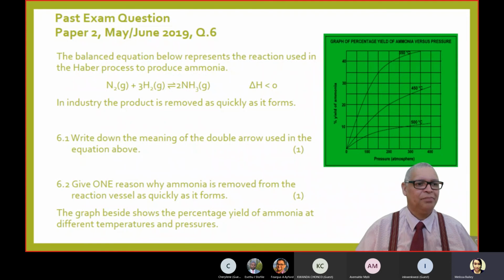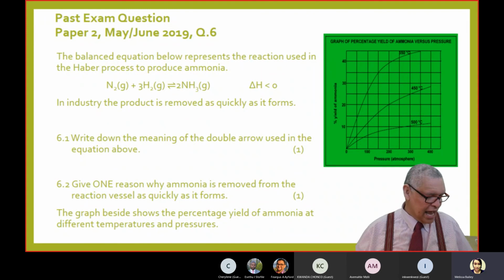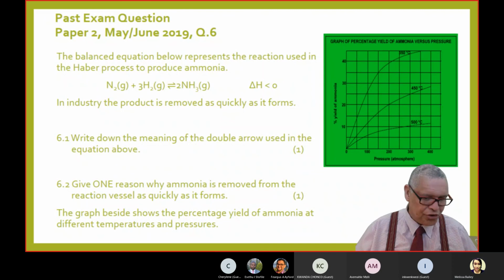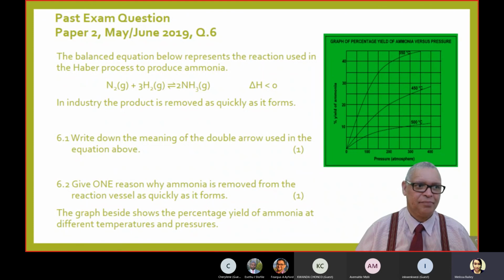Yes, right. Now, the double arrow, as you know, represents a reversible reaction. Right? You got that? Reversible reaction. And so both the reverse and the forward reactions can take place. In other words, the products can be converted back to the reactants. What about question 6.2? Give one reason why ammonia is removed from the reaction vessel as quickly as it forms.